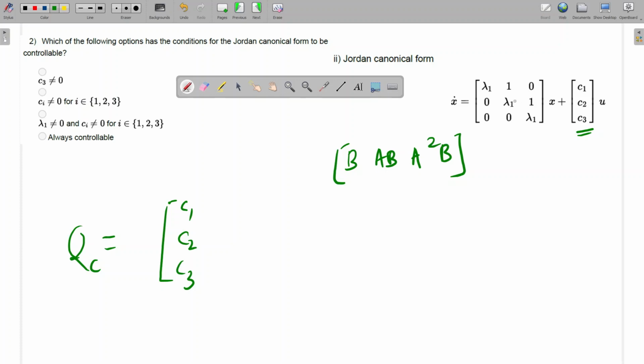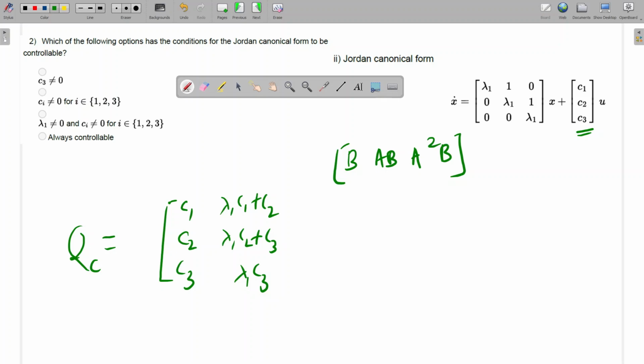AB, so what will be AB? AB will be this into this, so lambda 1 C1 plus C2. Again this into this, so lambda 1 C2 plus C3. And this row into this column, so that will be lambda 1 C3.